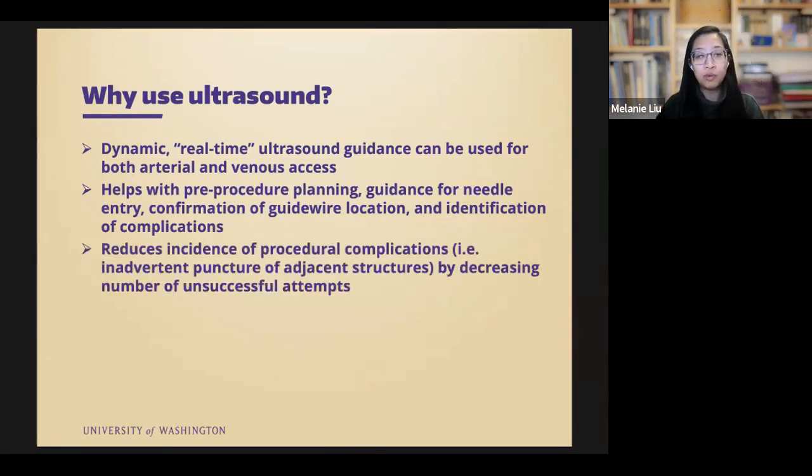And the most important reason we use ultrasound is that it has been shown to reduce the incidence of procedural complications, for example inadvertent puncture of adjacent structures, by decreasing the number of unsuccessful attempts.